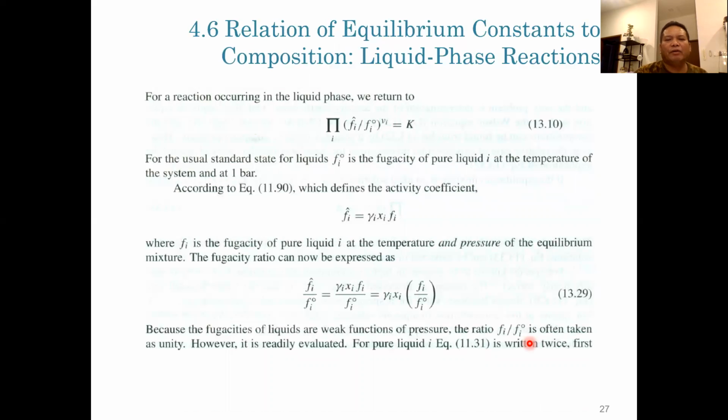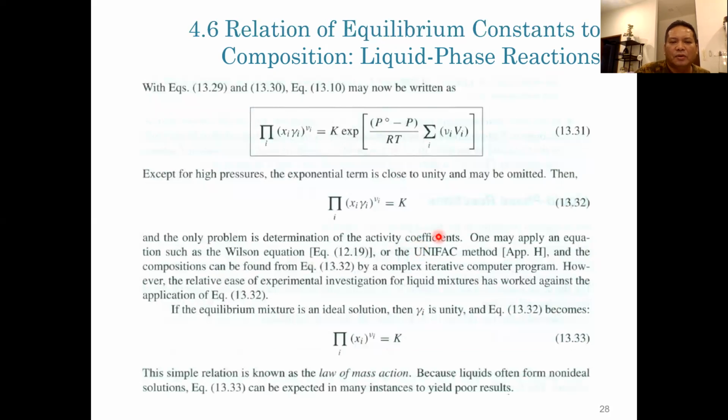For reactions occurring in the liquid phase, remember liquid phase is different. We have this solution here. For the usual standard state for liquid, the fugacity of liquid i is at the temperature of the system and 1 bar. We have done this before. So this is the gamma. Gamma is the activity coefficient. Remember, phi is for vapor, and gamma, the activity coefficient, is for liquid. So we can manipulate around, and we get this equation here.